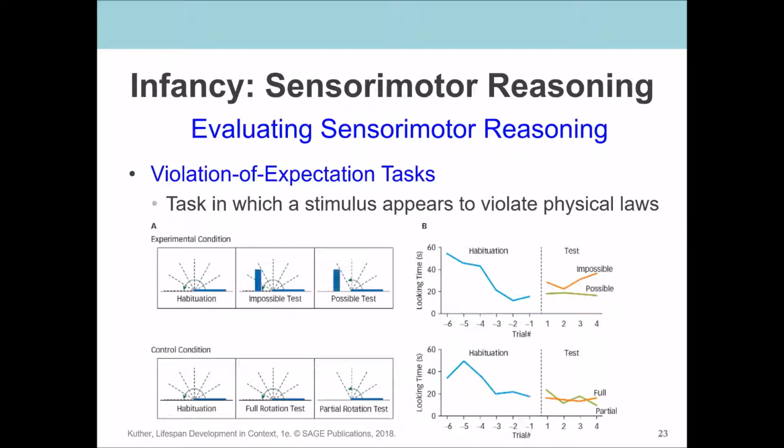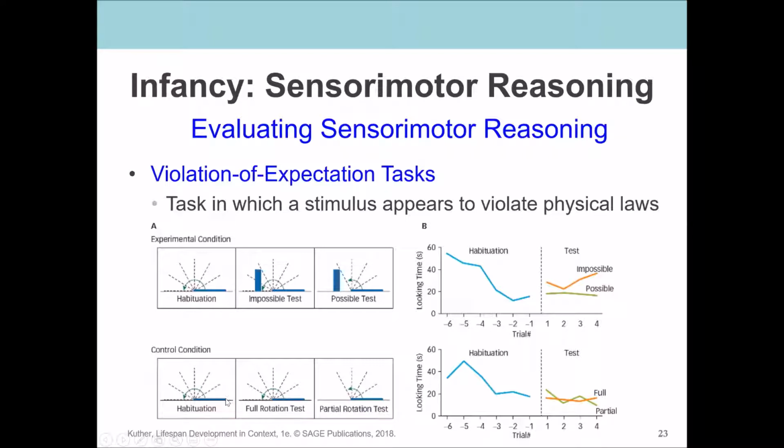These are tests in which there appears to be some violation of a physical law. So not only are we testing infants' object permanence, understanding that something continues to exist even when it's not visible, but also we're testing infants' understanding of the physical properties of objects. So this is one example of René Baillargeon's drawbridge study on the right-hand side. And let me get my cursor out here quick. Okay, so we've got an experimental condition and a control condition. And I'm just going to bring your attention down to the control condition here at first.